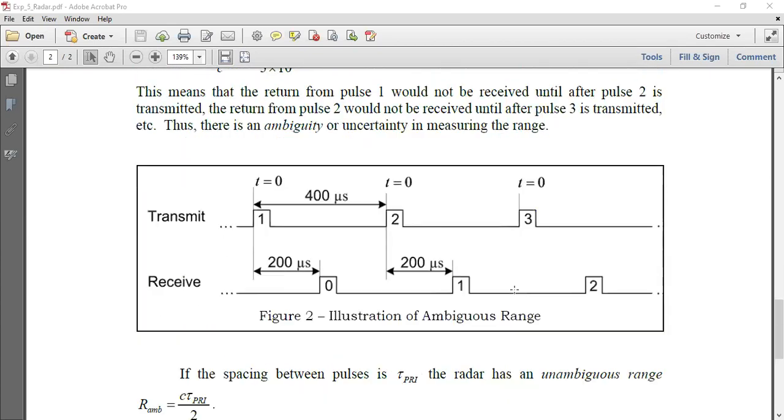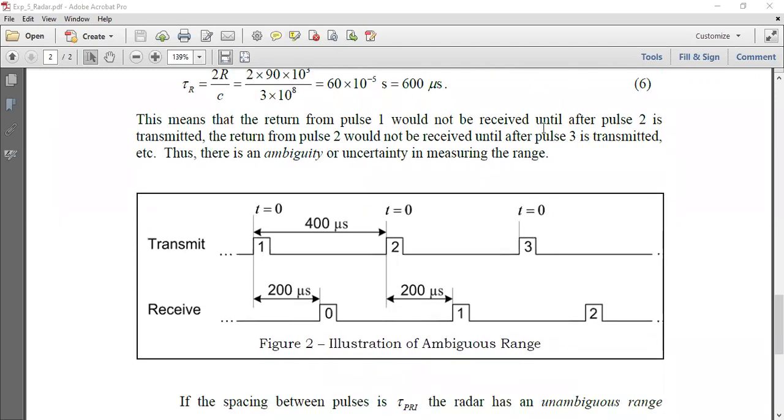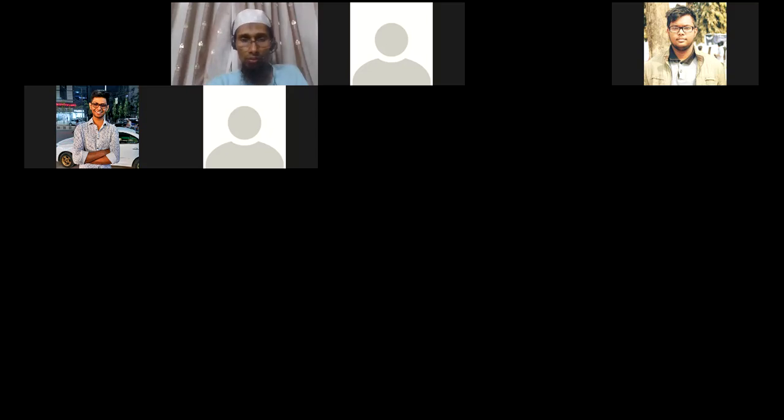Questions? So this ambiguity is a problem which you need to overcome using proper setting of PRI. Questions? Okay. If not, then we'll move to the radar demonstration.